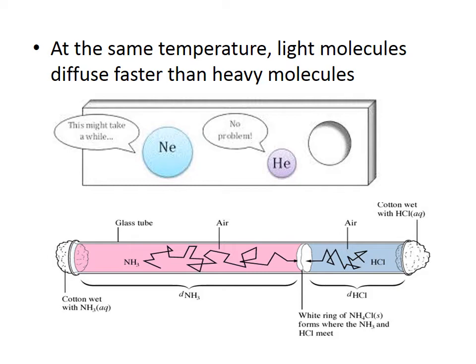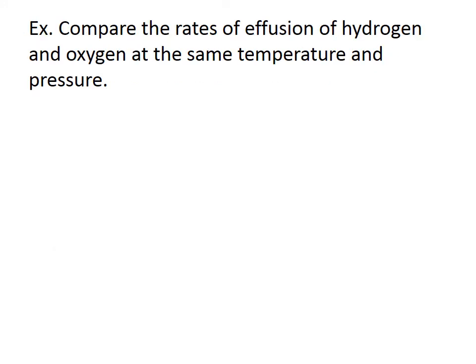So why does that happen? It has to do with the rate of effusion or the rate of diffusion of the gas molecules. The lighter molecules, the ammonia molecules, travel faster, so they will travel a further distance than the heavier hydrogen chloride molecules. And we also have to take into account the interaction of these molecules with air, which will also slow the rate of movement. So we asked you to compare the rates of effusion of hydrogen and oxygen at the same temperature and pressure.